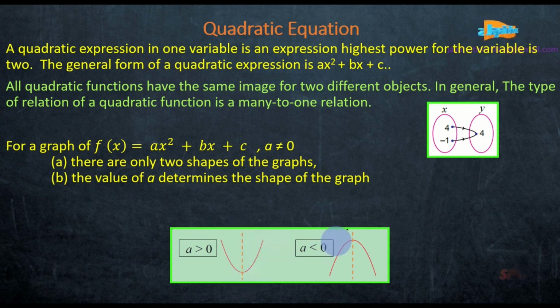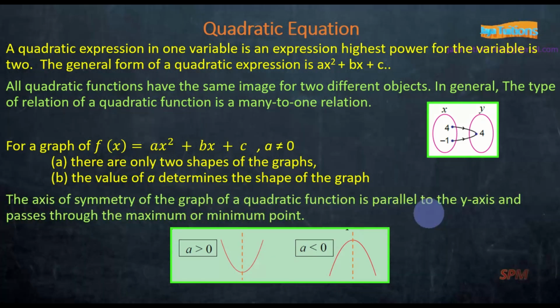And these two lines which are shown over here are the axis of symmetry. The axis of symmetry of the graph of a quadratic function is parallel to the y-axis and passes through the maximum or minimum point. When a is greater than 0, you have a minimum point. When a is less than 0, you have a maximum point.